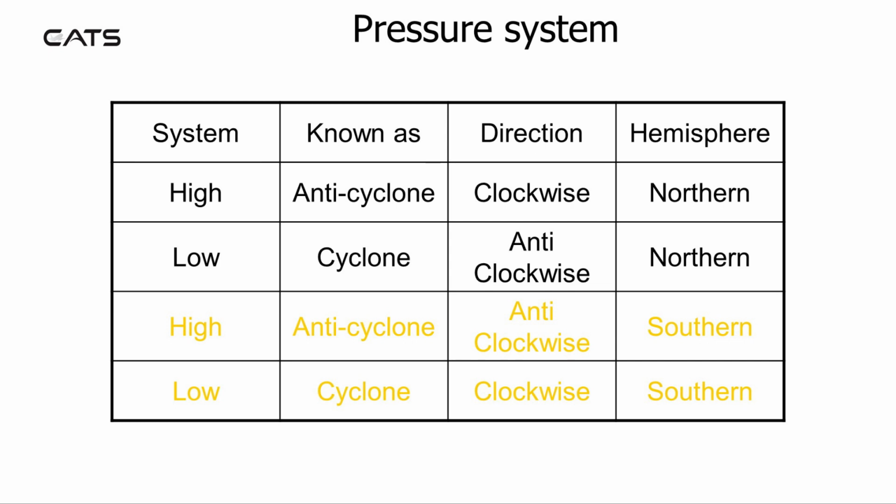Pressure systems. A pressure system which is known as a high is an anticyclone, and the direction of wind is clockwise around it in the northern hemisphere. A low is known as a cyclone, with a wind direction that is anti-clockwise in the northern hemisphere. In the southern hemisphere, the systems are still known as high and low, with high being an anticyclone, but the wind direction is now anti-clockwise, and the low is still known as a cyclone, but the wind direction is clockwise.